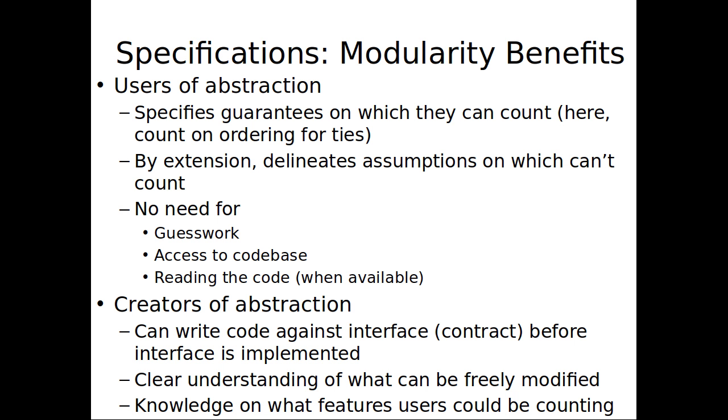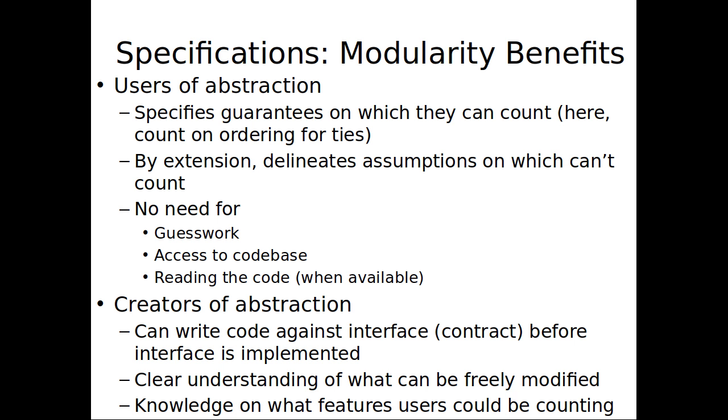Okay, so here, for the users of sort, the people who use sort, foo and bar in this case, there are specific guarantees on what they can count on. And it delineates assumptions on which you can't count. If it doesn't mention it, you can't count on it, unless you can logically deduce it from what is said. And it eliminates the need for guesswork, access to the code base, reading the code, and fear that the code may change, the code that's being used, the sorted code.